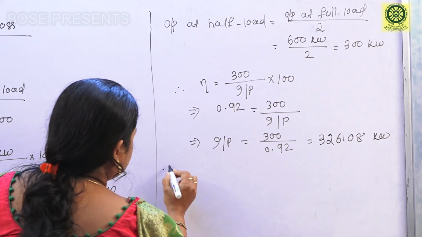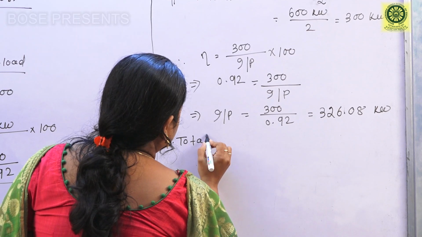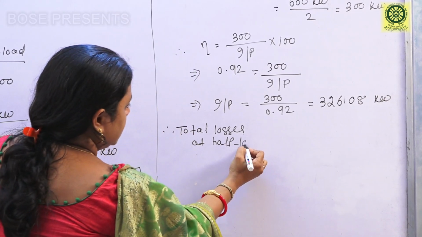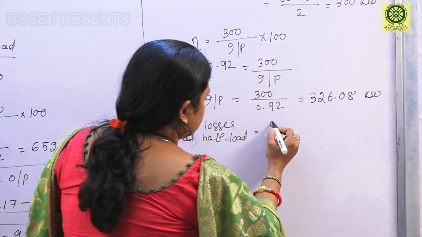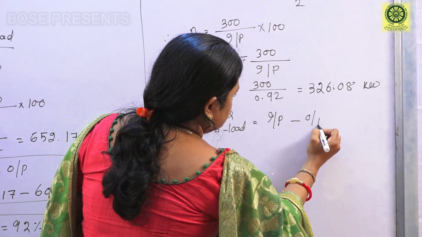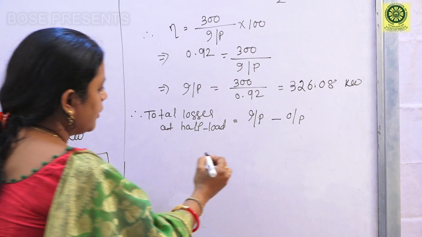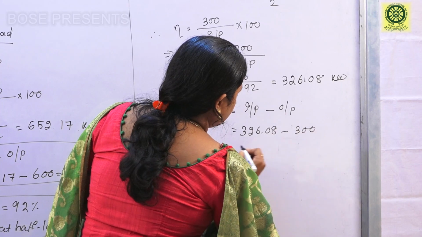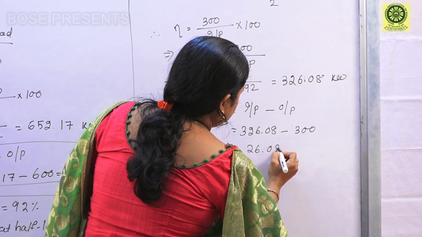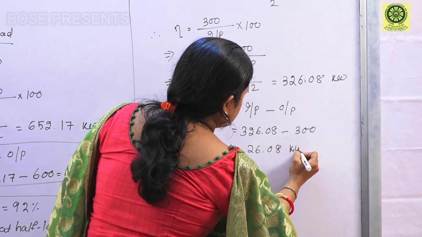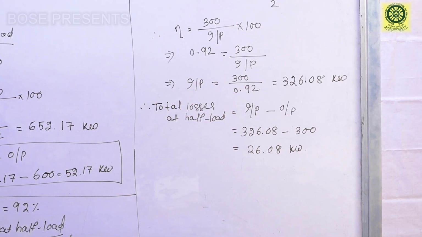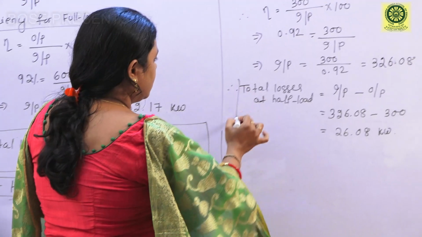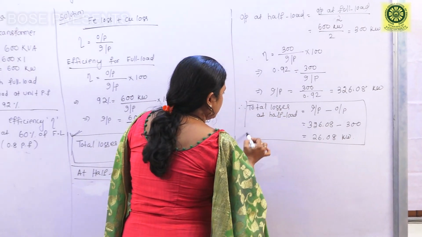So now the losses at half load. So total losses at half load is equal to input at half load minus the output at half load. So input at half load is 326.08 minus output 300 kilowatt, which becomes 28.08 kilowatt. Now we get the total losses at full load, and we also found the total losses at half load.